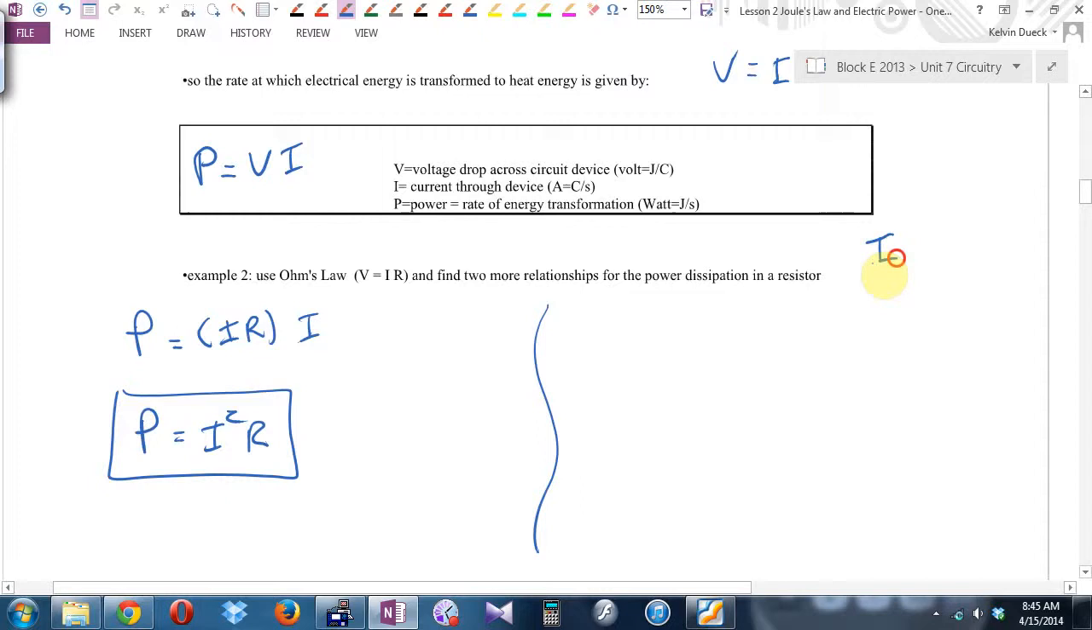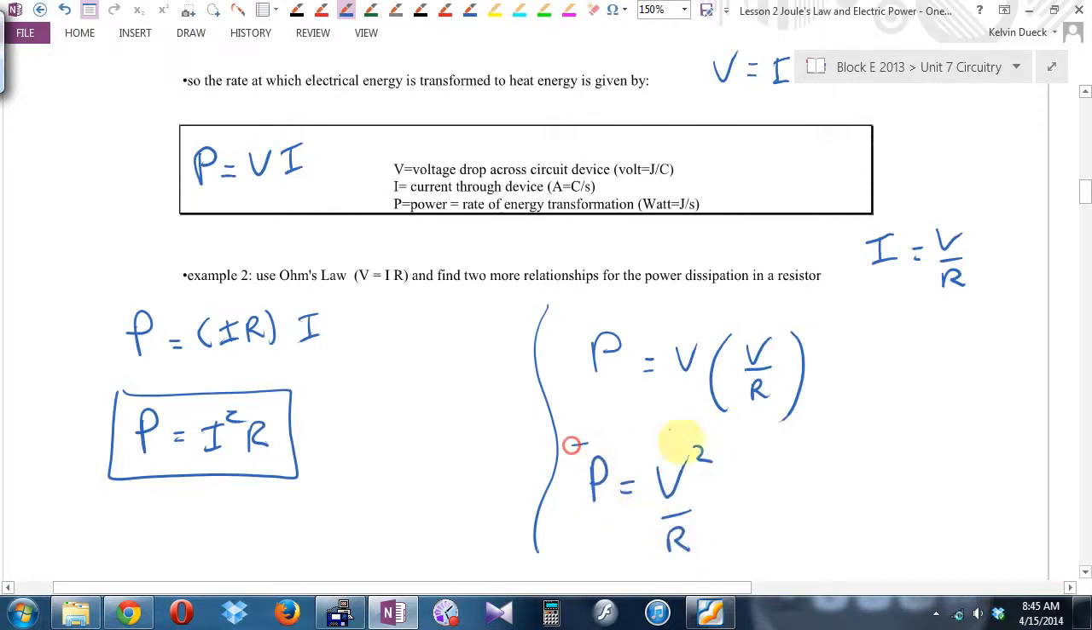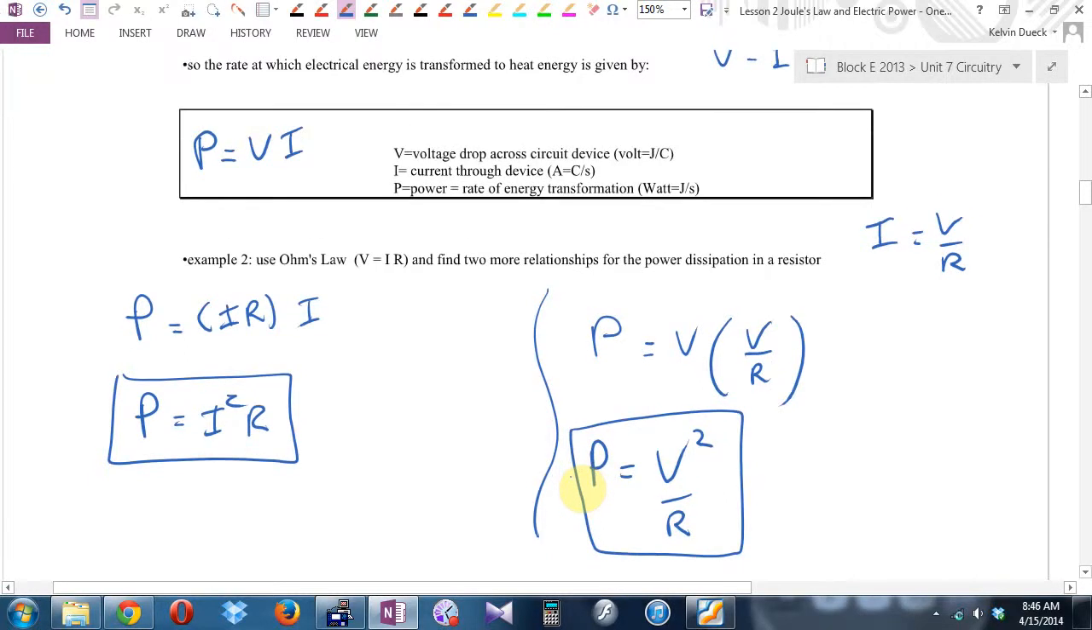Well, I also equals V over R if I get the I by itself in Ohm's law. So I guess power equals V times I, V times V over R. Another expression for power is V squared over R. So the one in the box, Jordan, is the one that appears on your sheet. The one that I've outlined in red is the one that I use the most.